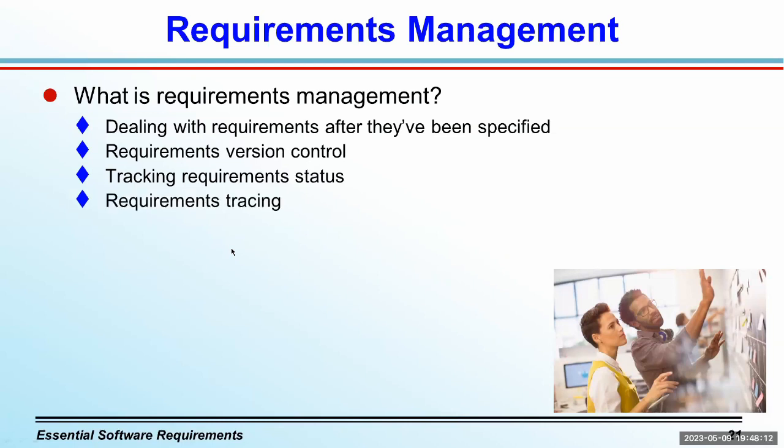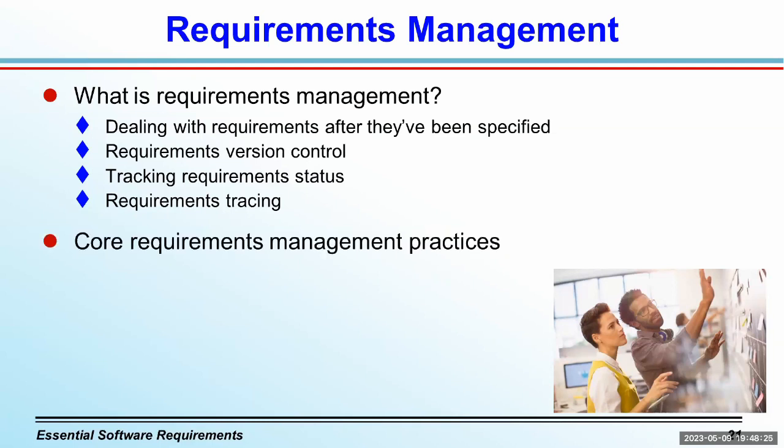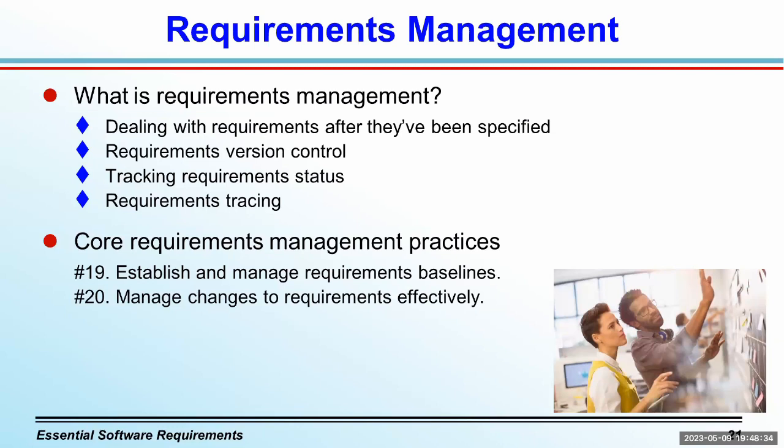If you're serious about requirements management, you'll trace each one both backward to its origin and forward to design elements, code, and tests that show where it was implemented in the solution. So these are all valuable things to do, but the two most important requirements management practices that apply to every project are establishing and managing requirements baselines and managing changes to requirements effectively. You need to have mechanisms in place to add new requirements that come along, to modify existing ones, and to delete planned requirements from your backlog of pending work.